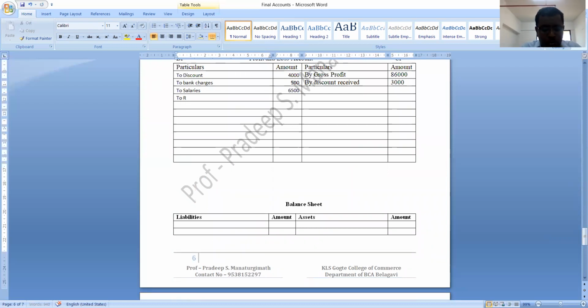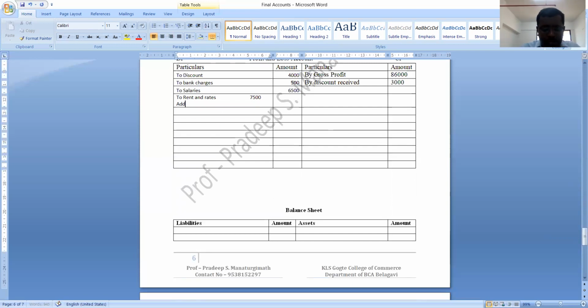So first we will record to rent and rates. What adjustment? They have given an adjustment on rent and rates. So we should not write the amount directly to the outer column. First, we should write the amount in the inner column, that is rupees 7,500, and we should make the adjustment. What is the adjustment? Outstanding rent rupees 1,500. If there are any outstanding expenses, they must be added. So add outstanding. 7,500 plus 1,500 is how much? It is rupees 9,000. Understood?